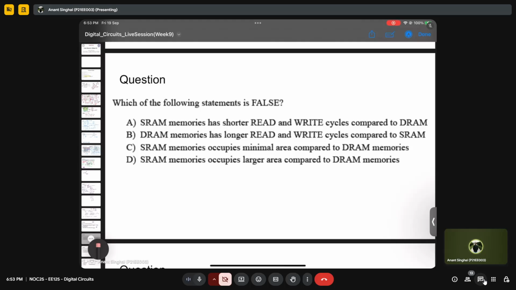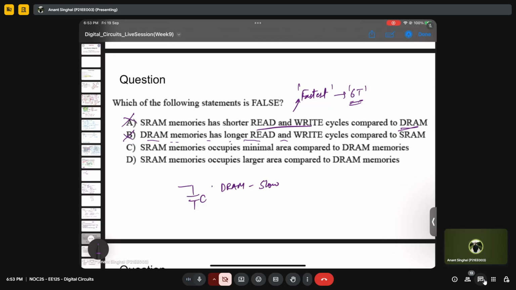It says SRAM memories has a shorter read write time compared to DRAM, right? This is correct because of the quick working of it. As I said, SRAM is used in cache, which is the fastest memory, and it also contains more transistors to make it quick. DRAM is slower because it has a capacitor, and it is very slow to charge or discharge this capacitor. So DRAM is actually slow, and this statement is actually true. So this cannot be the answer. DRAM memories has a longer read write time. Yeah, this is again the same statement, opposite.